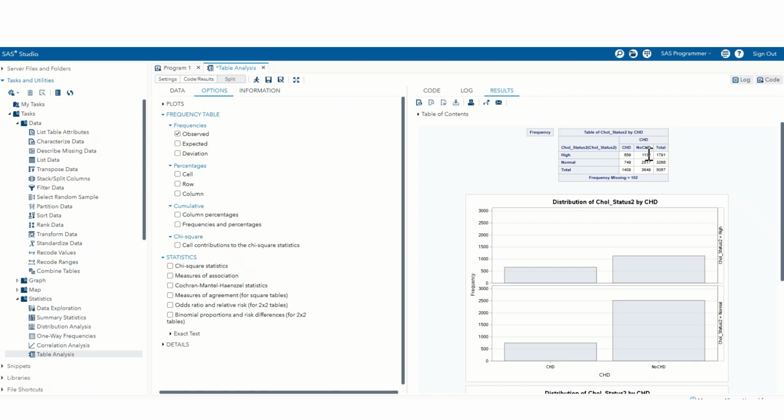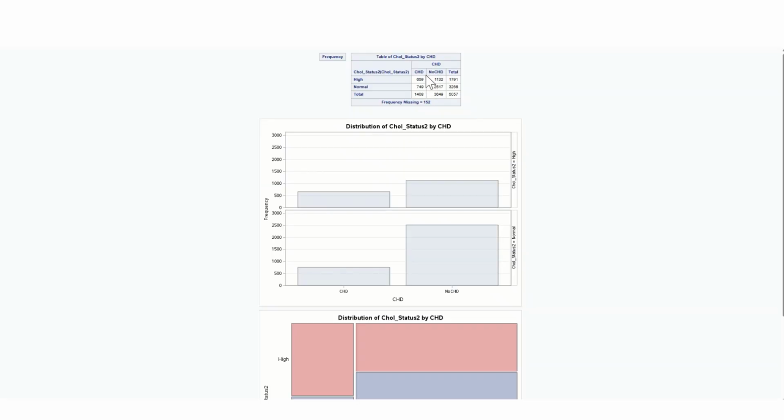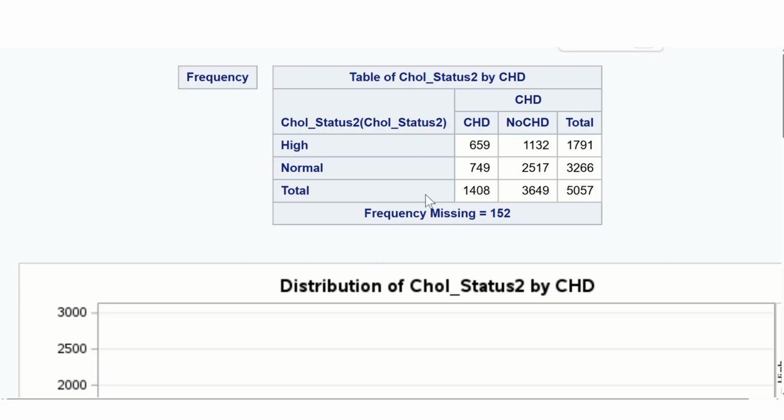Okay, so here is our 2 by 2 table, or the contingency table. If I can make it a little bigger, we see that of the individuals with high cholesterol, a total of 1,791, 659 develop chronic heart disease, and of the individuals with normal cholesterol, a total of 3,266, 749 develop chronic heart disease. Let's analyze these numbers a little bit more.